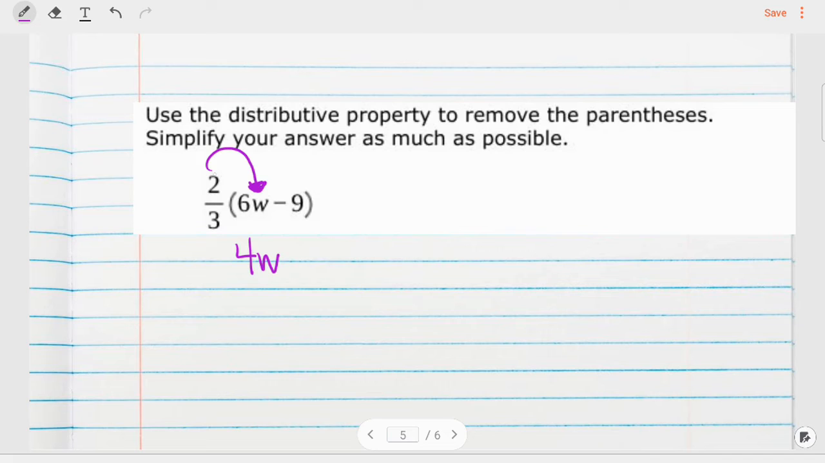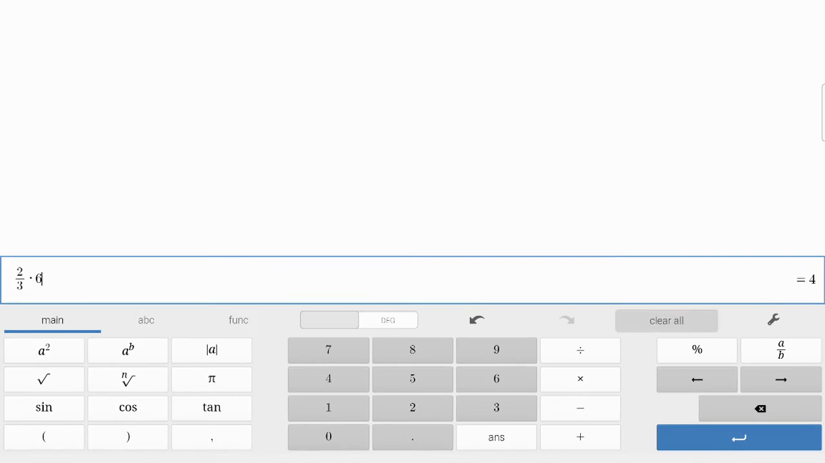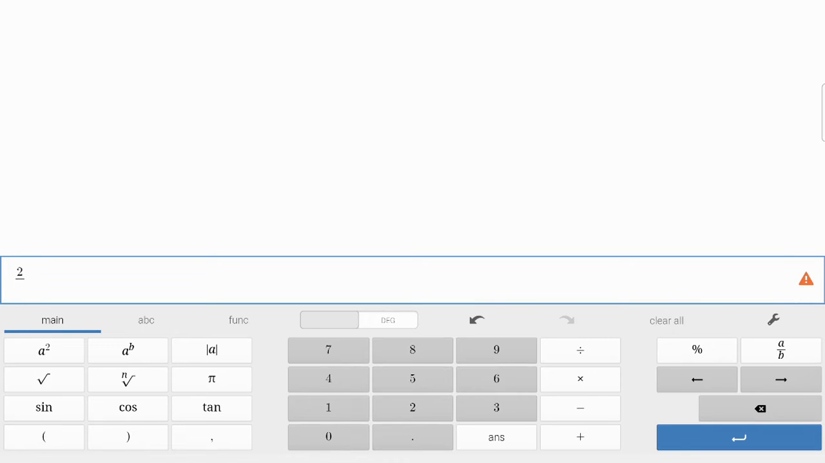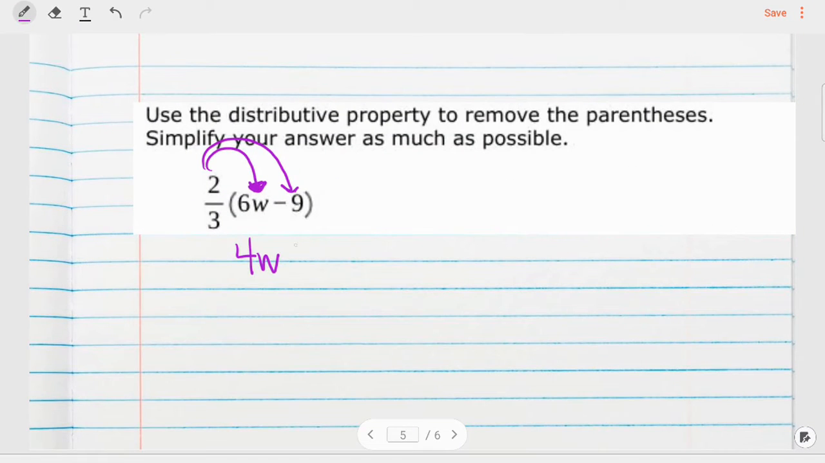I'm going to do the same thing. I'm going to multiply 2/3 by -9. What is 2/3 times -9? And I get a grand total of -6. Over here on the left-hand side, you'll see that. So -6. So that simplifies to 4w minus 6.